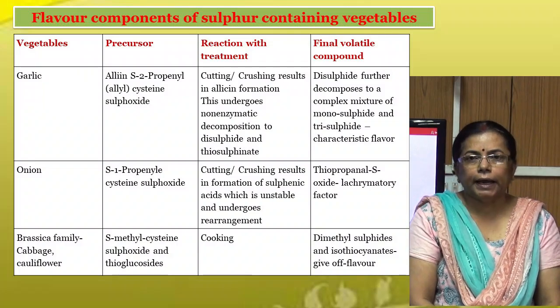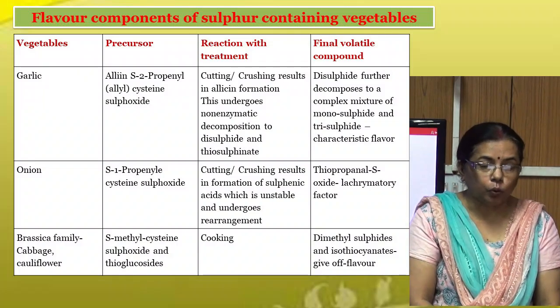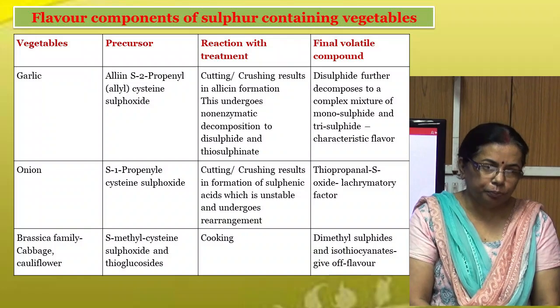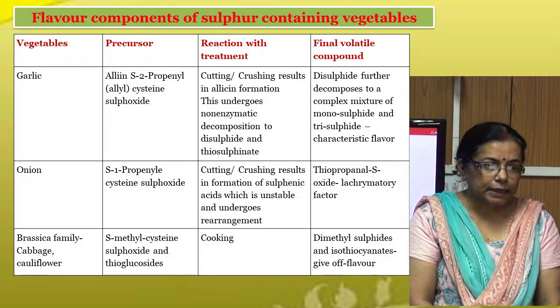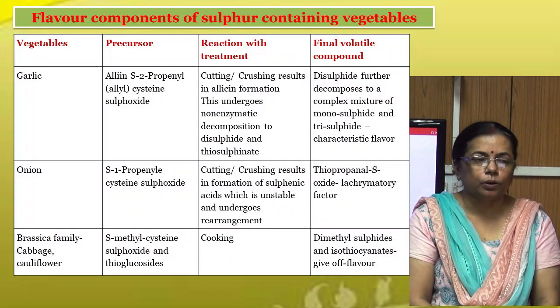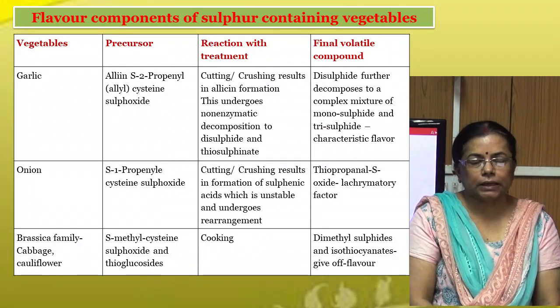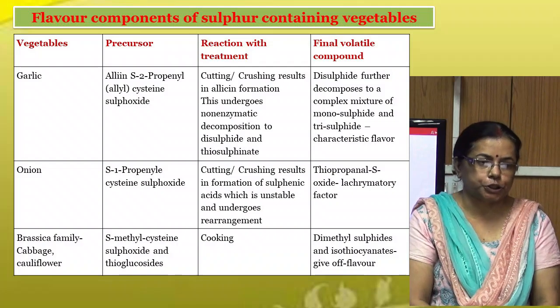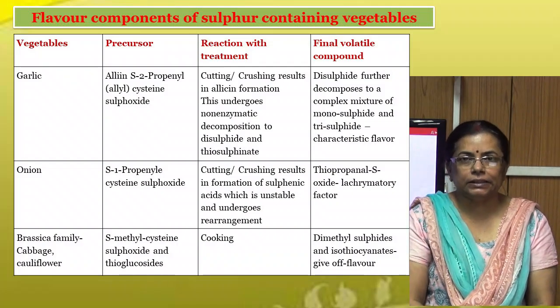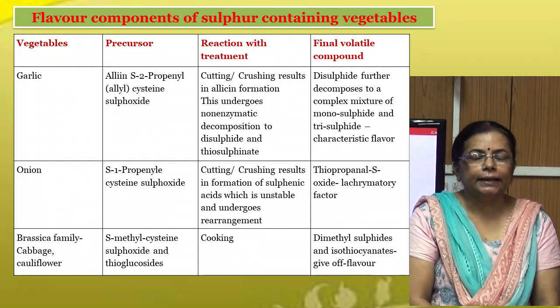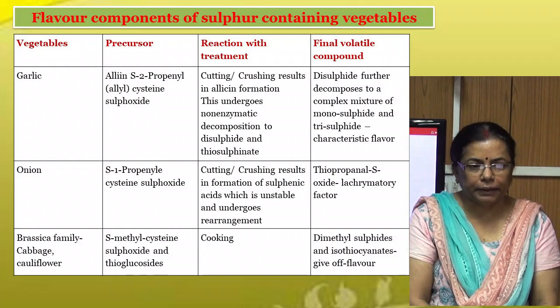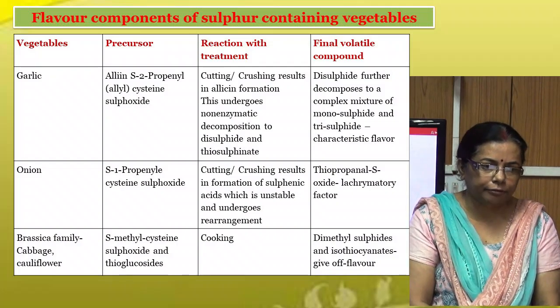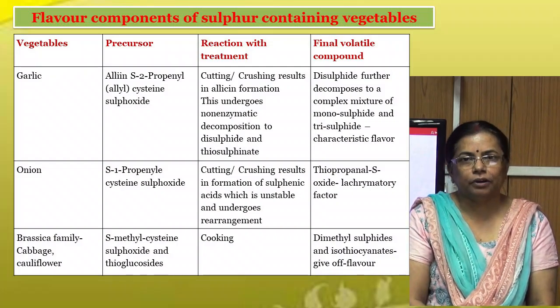The members of the Allium family, garlic and onion, contain precursors, cysteine sulfoxide derivatives such as alliin and allicin. When the onion and garlic are cut or peeled or damaged, the enzyme alliinase is released from the vacuoles and it catalyzes the reaction and forms thiosulfinates and thiol derivatives including the lacrimatory factor thiopropanal sulfoxide.